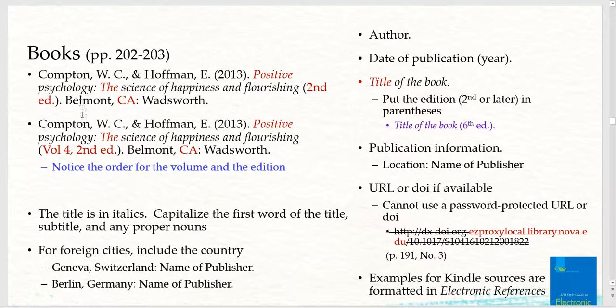And then you have the city and the state where the publisher is located, and then the name of the publisher. So if there's a volume number and an edition number, then the volume number comes first. I just took a little poetic license there to show you that. And if you have a foreign city like Geneva, Switzerland, or Berlin, Germany, put in the city and the country and the name of the publisher.